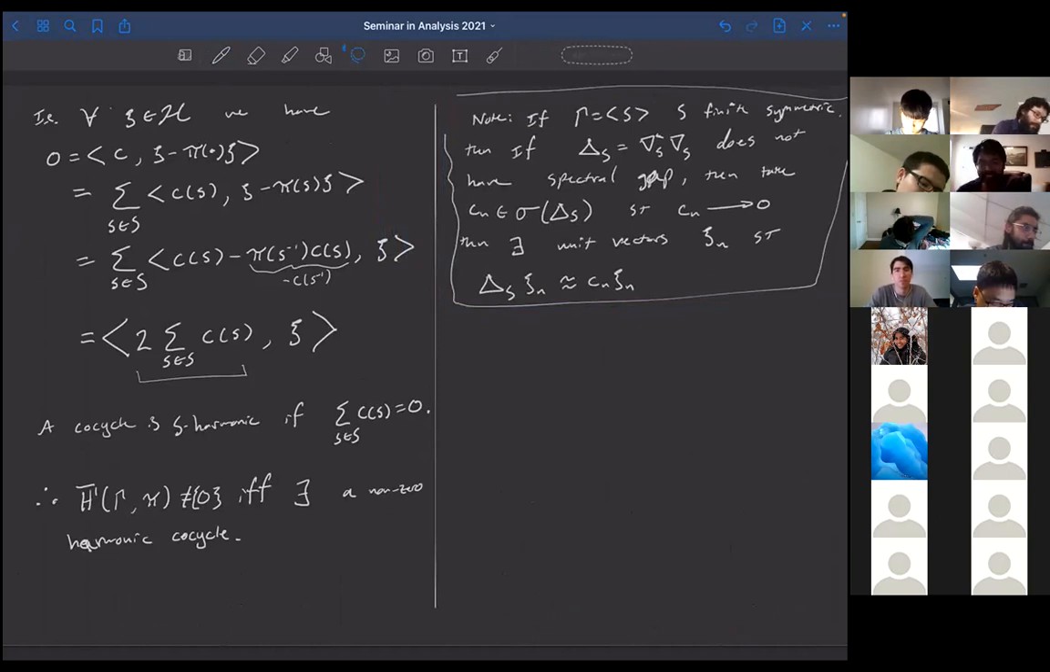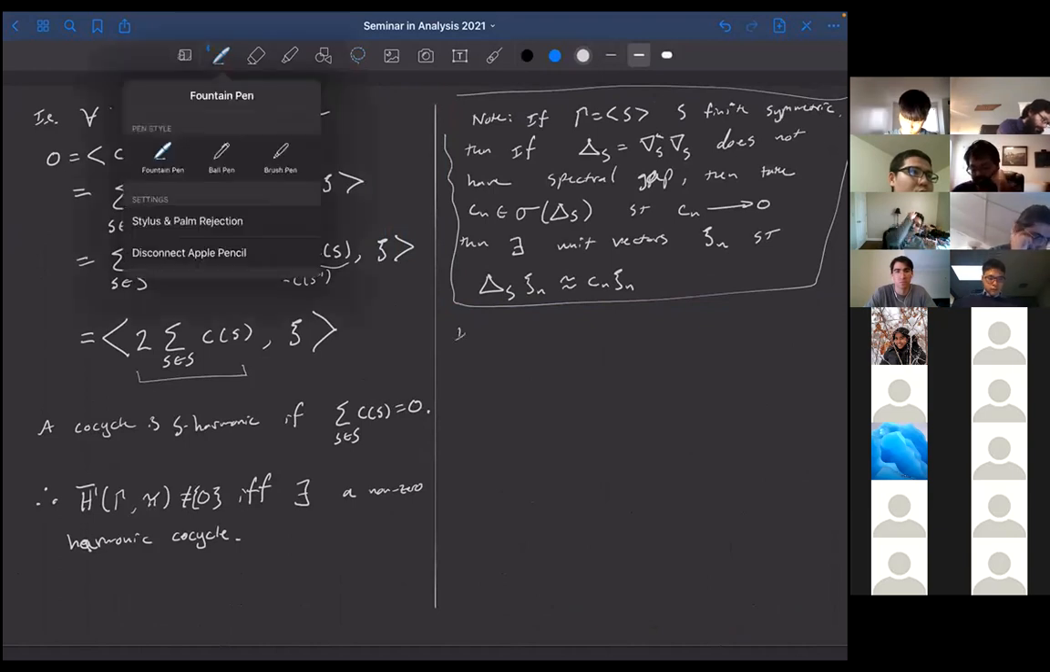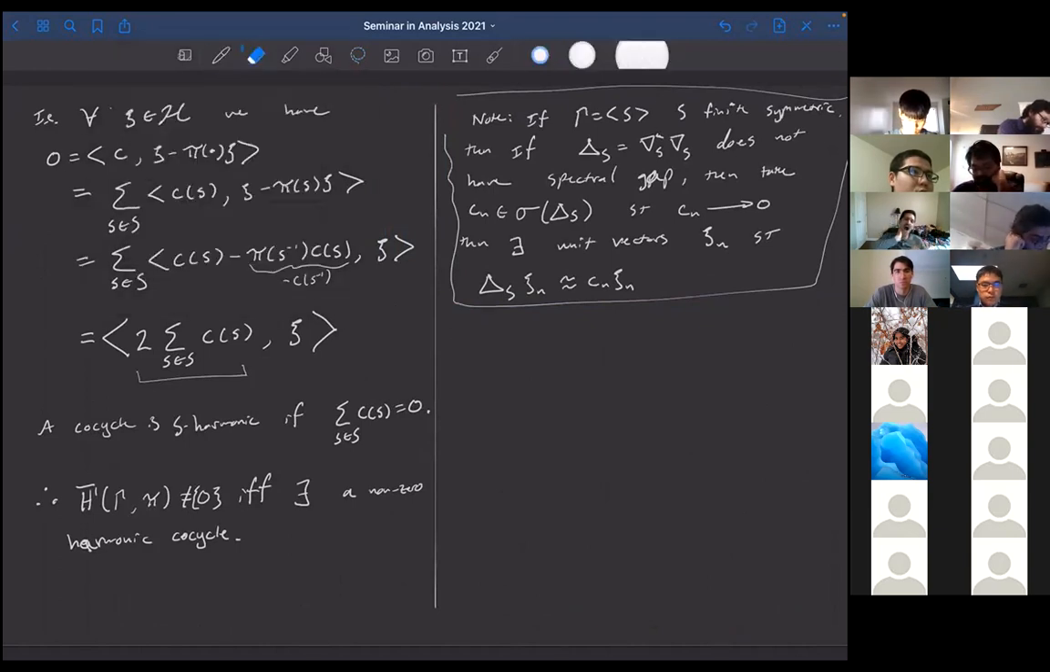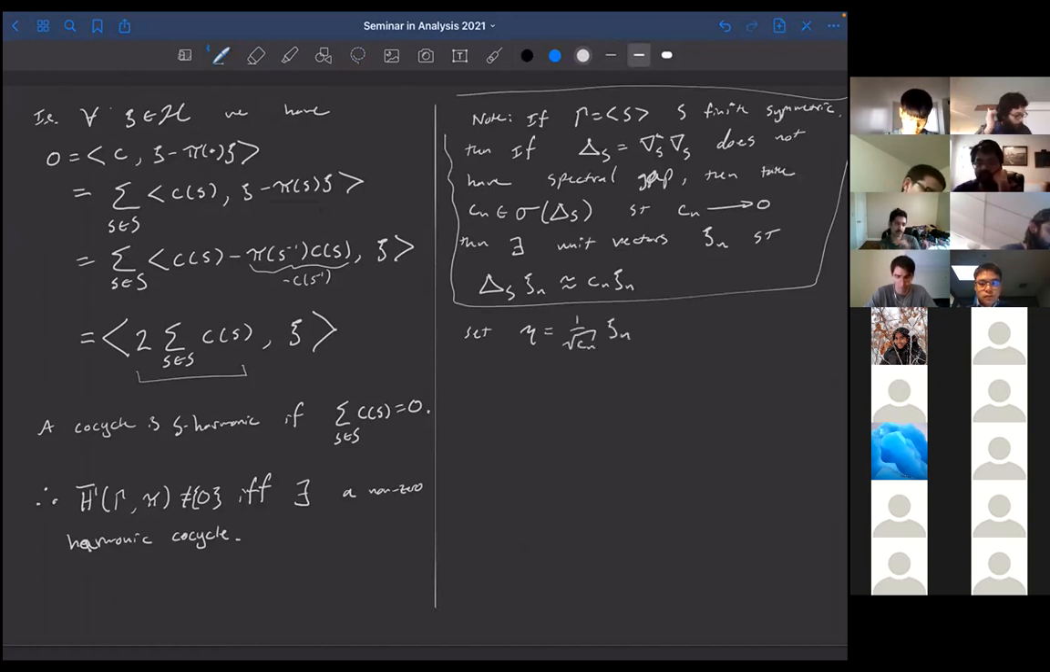So if we don't have property T, we don't have a spectral gap in this Laplacian, then there exist these vectors ξn, which are almost eigenvectors. So what can we do from this? I'll just continue on in this argument. Let's set η to be about 1 over the square root of ξn, ξn. Now, this is ηn.